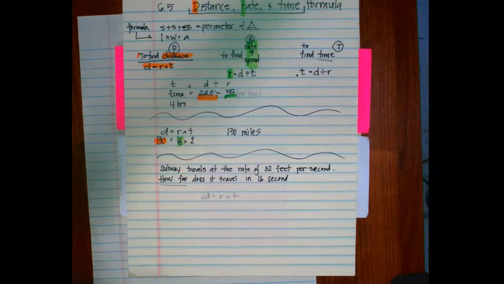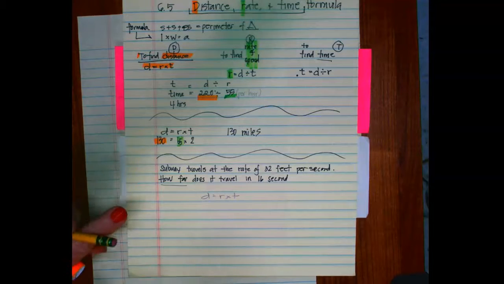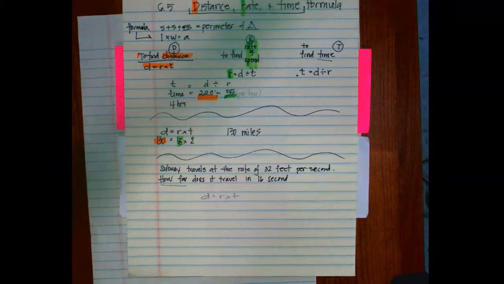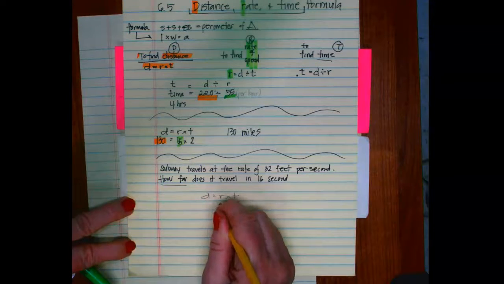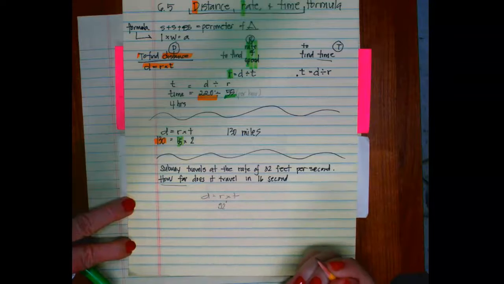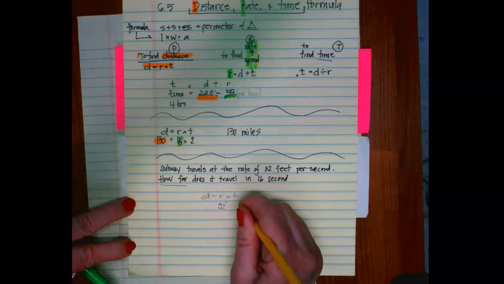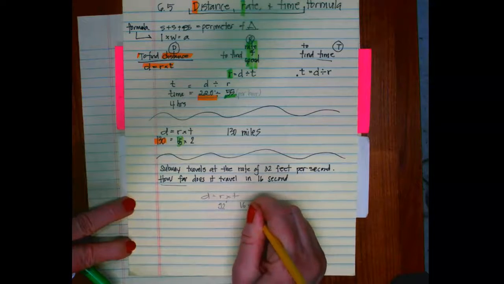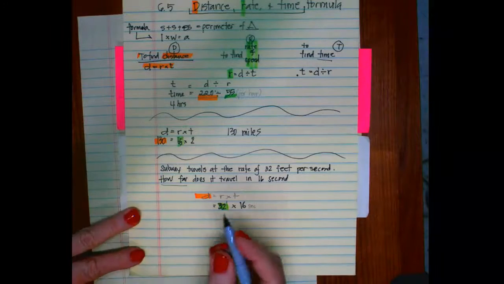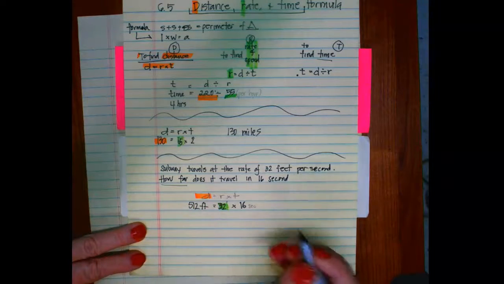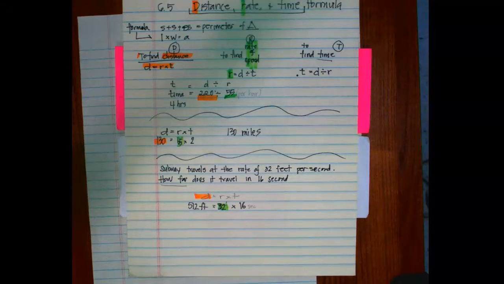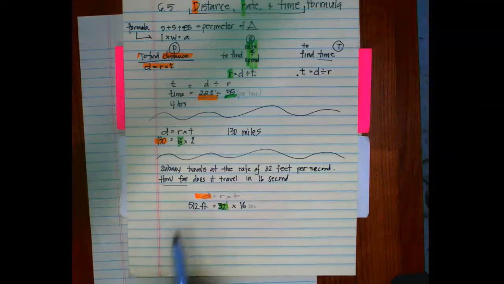And what do we know? We know that the rate of speed is 32 feet per second, and the time is 16 seconds. It will travel 512 feet. Your answers will be correct when they are labeled correctly. So in this case, it would be 512 feet.